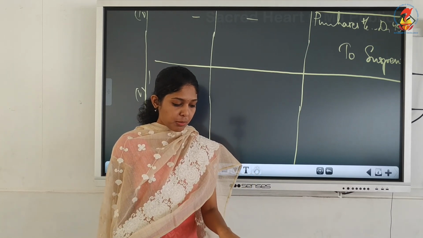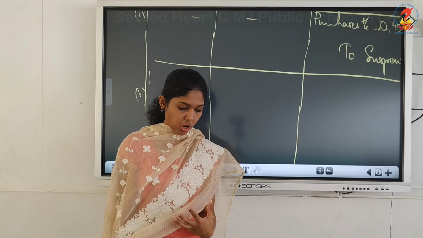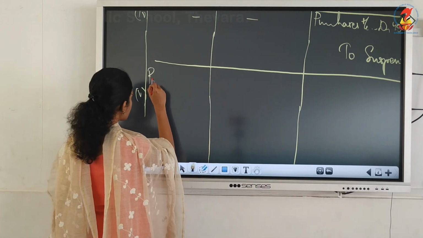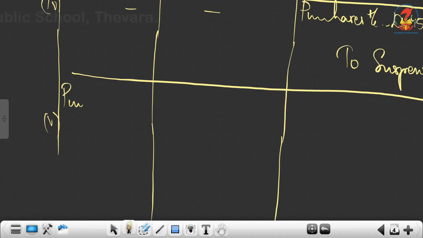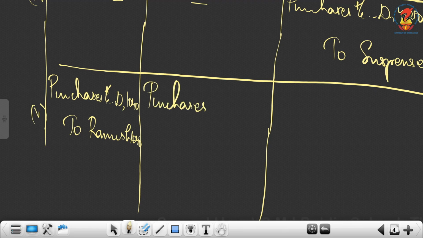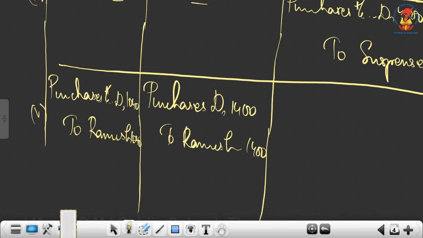Yes, so here purchases we have made for rupees 1040, but we recorded it as 1400. That was the mistake we made. So the correct entry is purchases account debtor to Ramesh 1040, but we wrote it as purchases debtor to Ramesh. The entry was correct, but we wrote the amount as 1400.